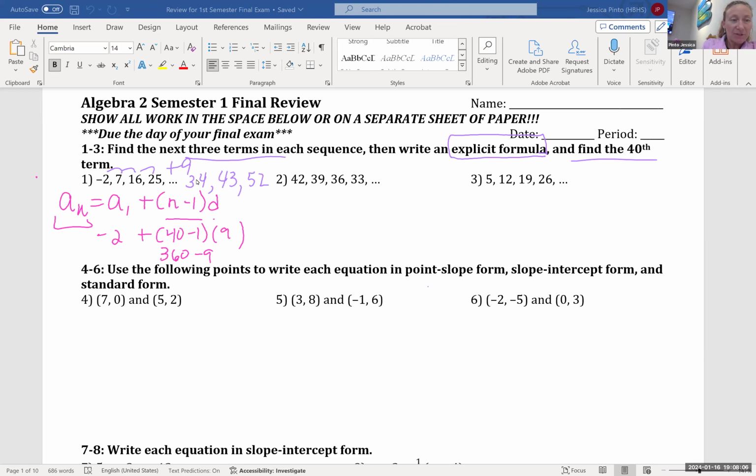So put that in a different color, 349. And then how would I write that? I'm kind of out of space because I put the formula here. I would write that as a sub 40 is equal to 349. Nice.